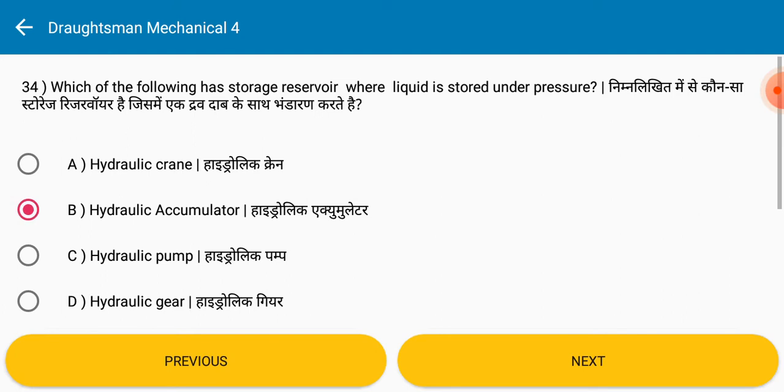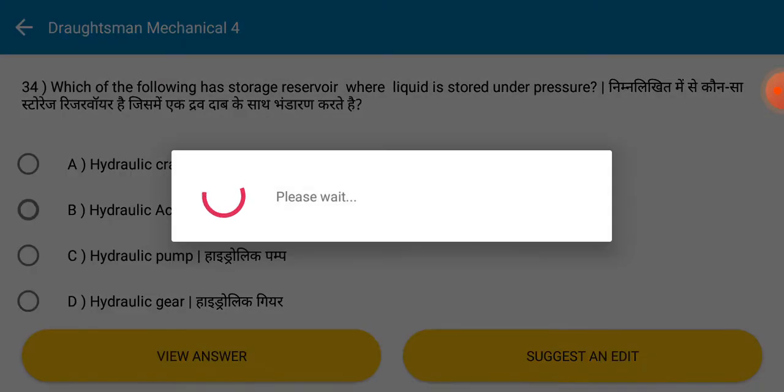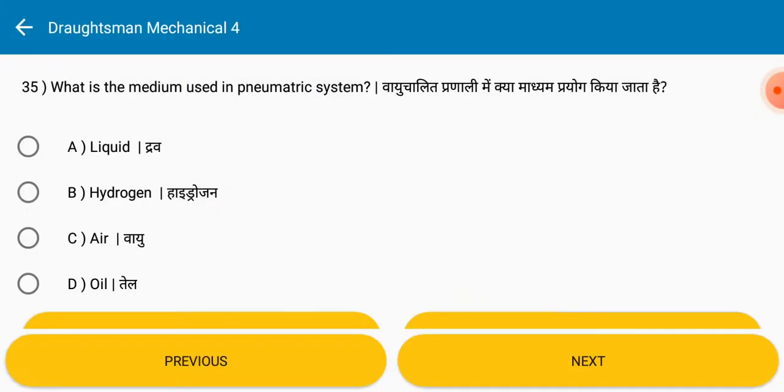Let's look at this once more. Which of the following has a storage reservoir where liquid is stored under pressure? Hydraulic accumulator. Next question. What is the medium used in pneumatic system?